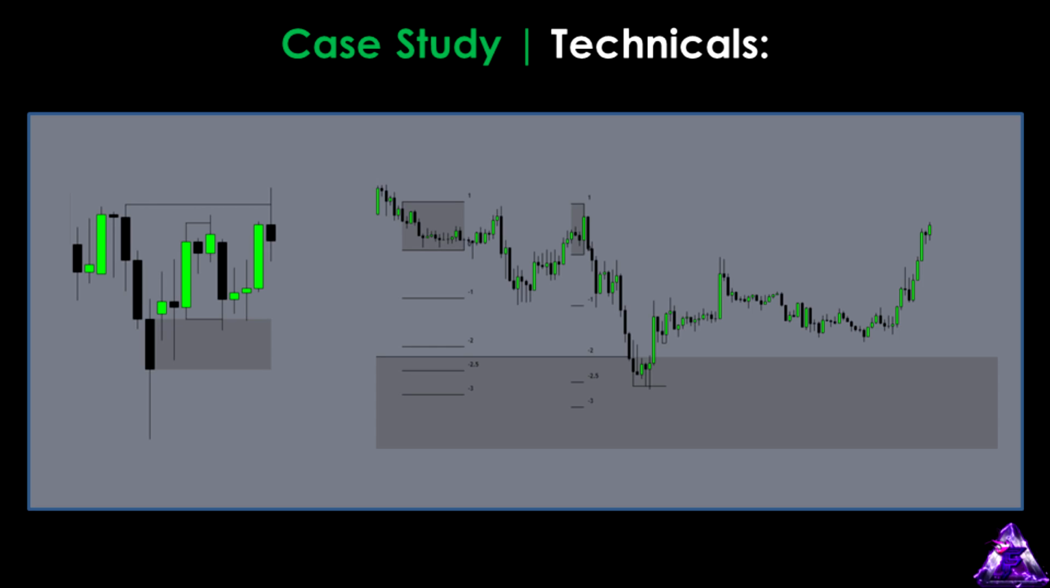For entry execution, we could have placed a stop loss entry at the 2.5 standard deviation level or immediately after the turtle soup confirmation on the lower time frame. Our stop loss would have been positioned at the 3 standard deviation level of the manipulation leg for the added protection. Now let's see how this entry setup would have played out in real time.